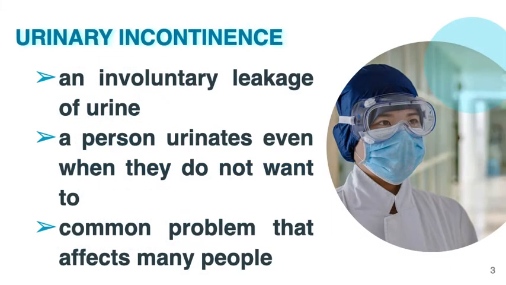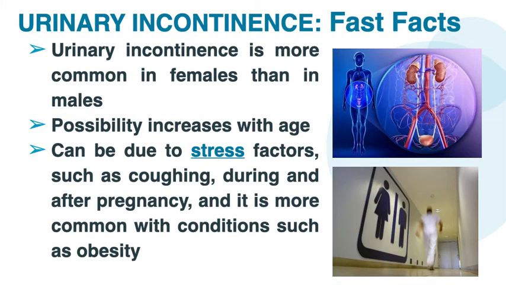So we will have a short overview about the definition of urinary incontinence. It is an involuntary leakage of urine. It happens when a person urinates even when they do not want to, and it is a common problem that affects many people. Urinary incontinence is more common in females than in males.